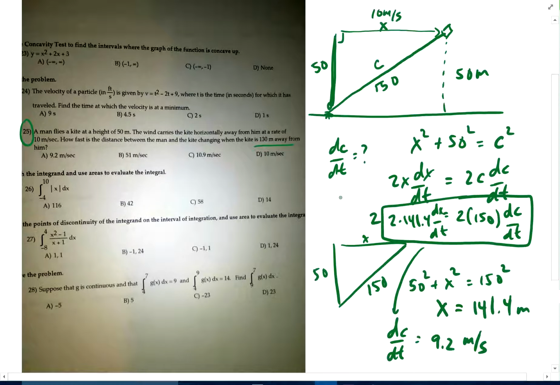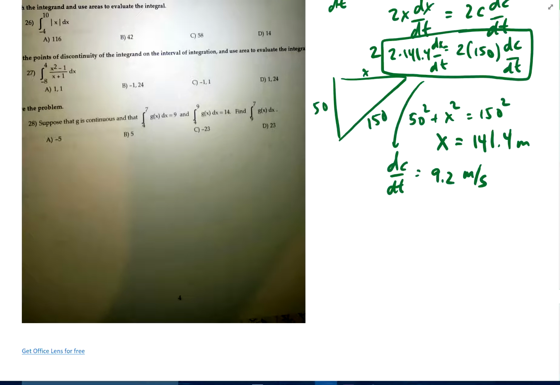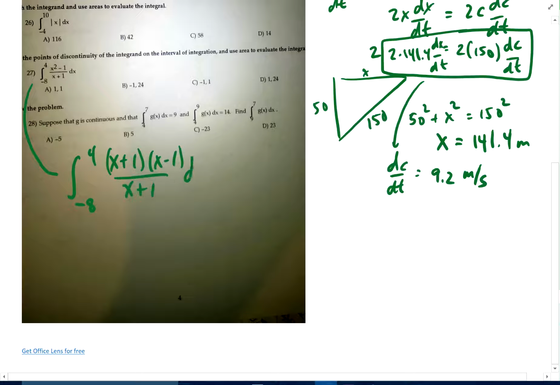Okay, let's take a look at 27. Find the points of discontinuity and use area to evaluate the integral. Well, on 27, this right here is the integral from negative 8 to 4 of (x plus 1) times (x minus 1) over (x plus 1) dx, which is the integral from negative 8 to 4 of x minus 1 dx.